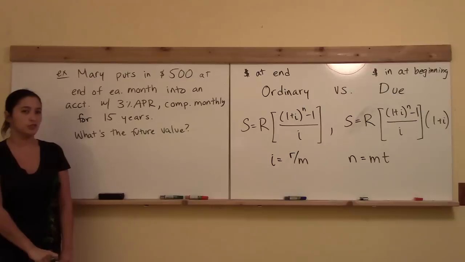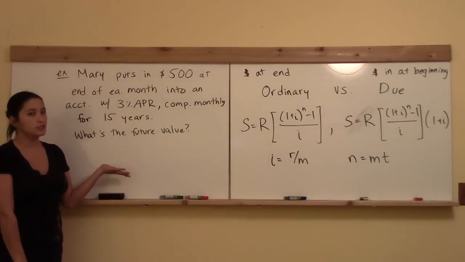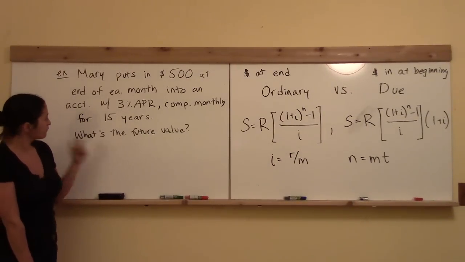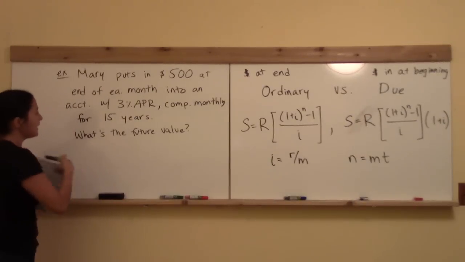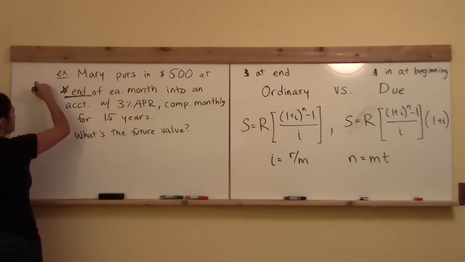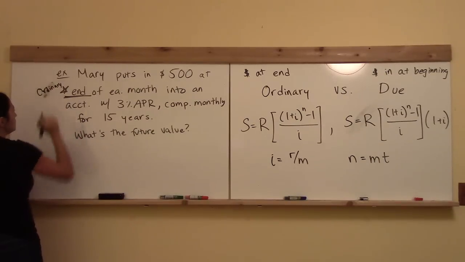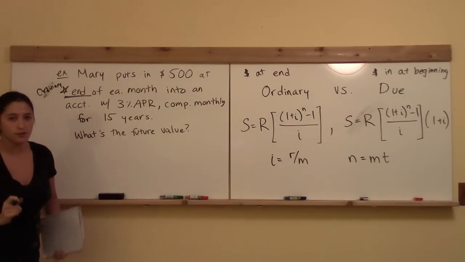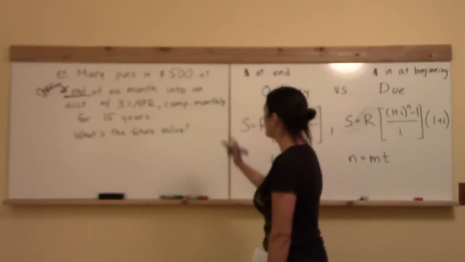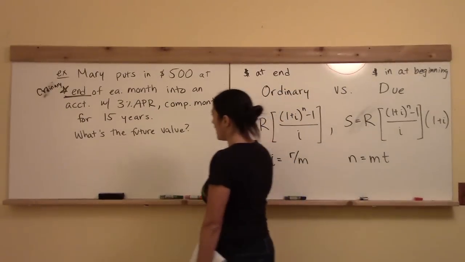So my first question to you is, which equation are we using? Is this an ordinary annuity or an annuity due? Put it in at the end of each month, okay? And that's the keyword you're looking for right there to say that that's an ordinary annuity. Ordinary. Okay? So we're going to use the ordinary annuity equation because we saw the keyword at the end of each month.